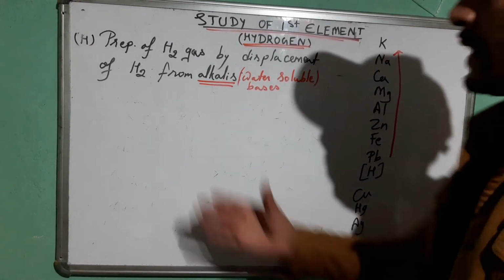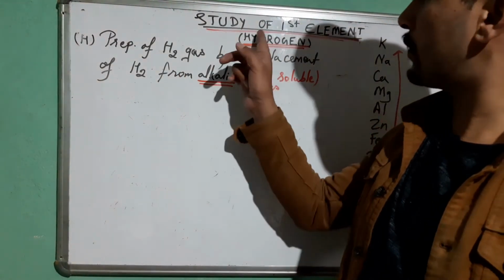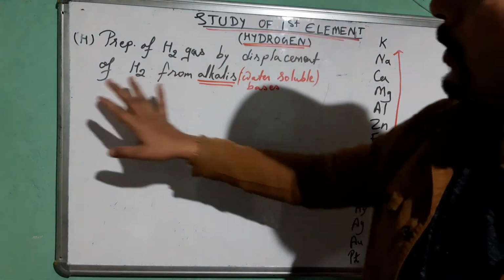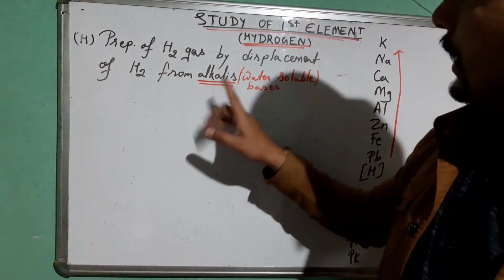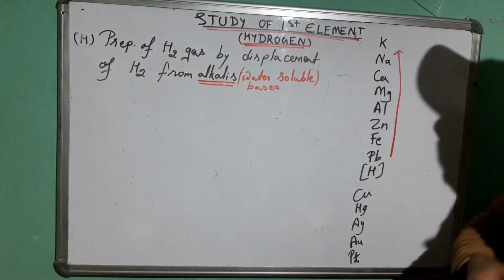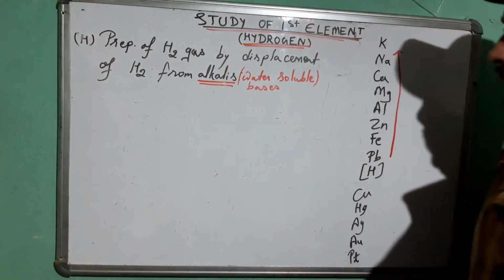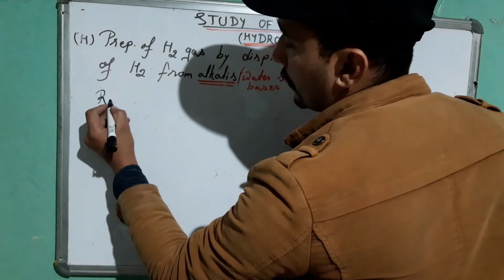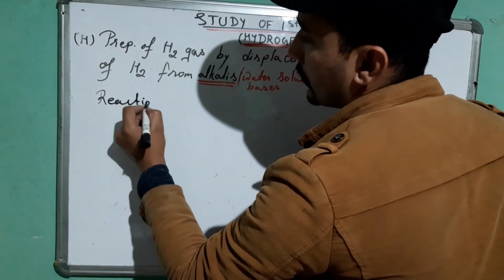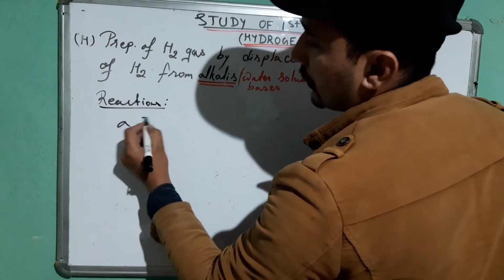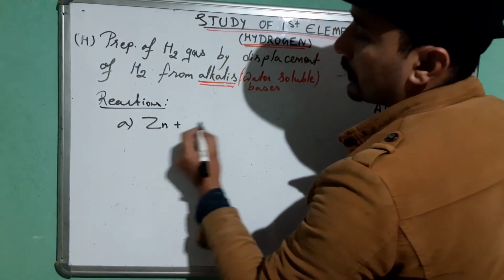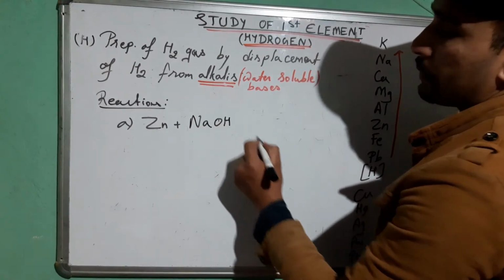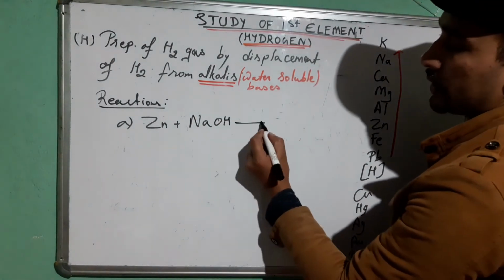Now the last process for the preparation of hydrogen gas, number 8. Preparation of hydrogen gas by displacement of hydrogen from alkalis. Alkalis means water soluble bases. I'll give you the example of zinc. Reactions. Number A, zinc plus alkali, you can take sodium hydroxide, NaOH, or you can take potassium hydroxide. So this reaction goes like this.